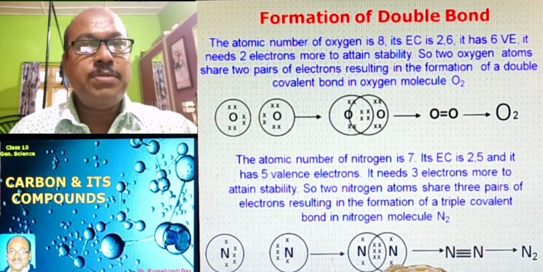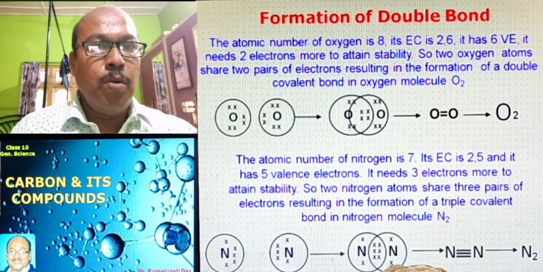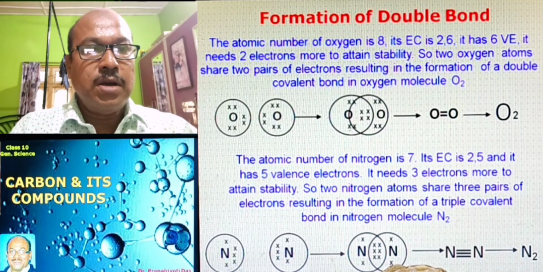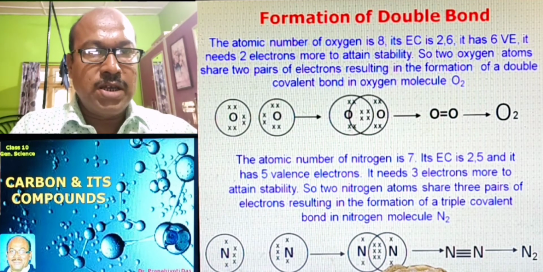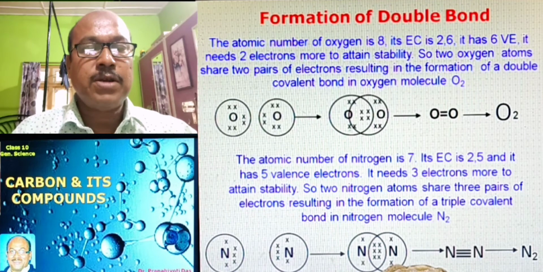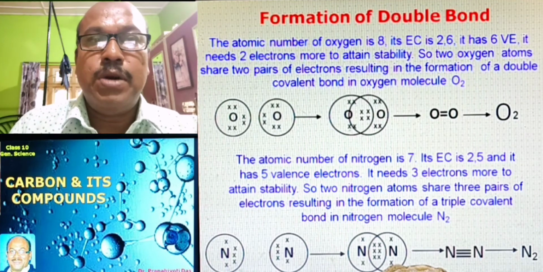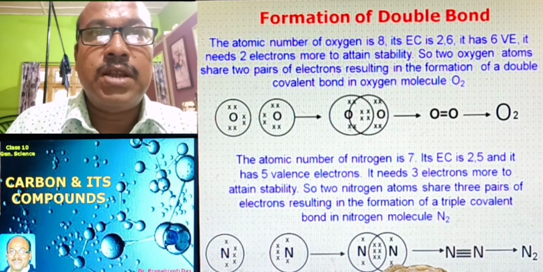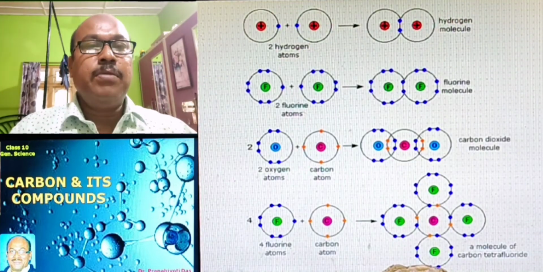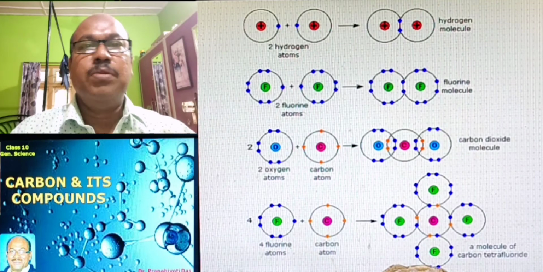This is how we have just come to know that by sharing of one pair of electrons a single bond was formed in case of the hydrogen molecule. By sharing of 2 pairs of electrons a double bond is formed in case of the oxygen molecule, which is displayed in this slide in the first diagram. And in case of nitrogen, we have seen 3 pairs of electrons are shared between the 2 atoms of nitrogen to form the nitrogen molecule. So this is how the single covalent bond, double covalent bond and triple covalent bond are formed.